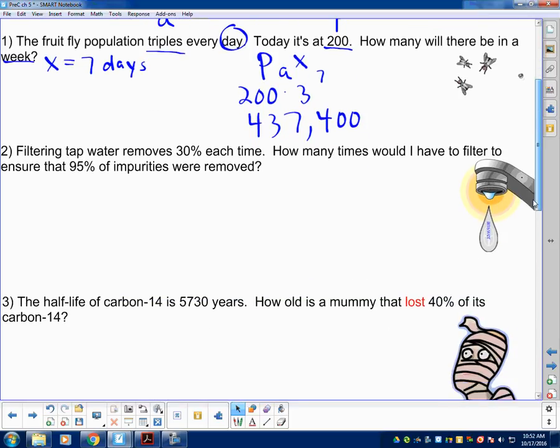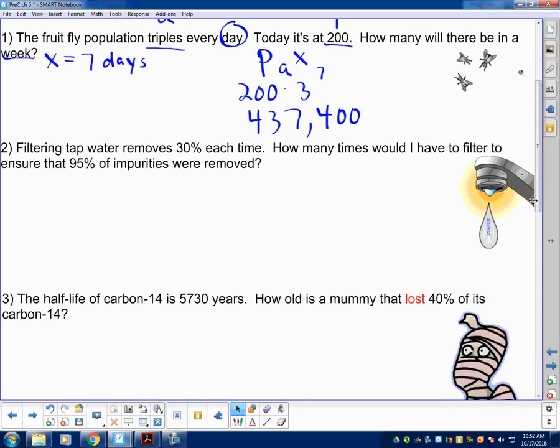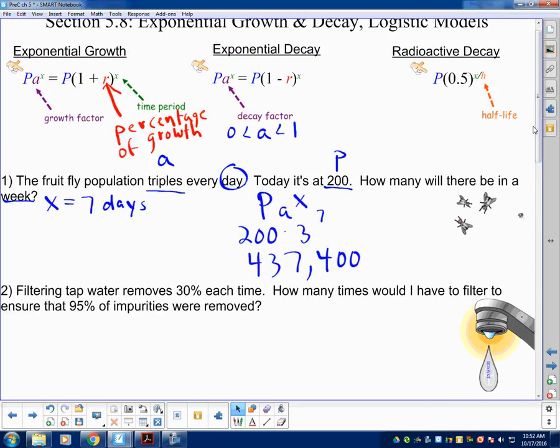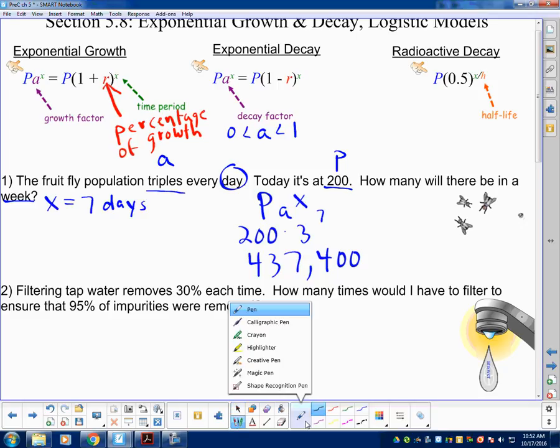Here's another one, number 2. Filtering tap water removes 30% each time. How many times would I have to filter to ensure that 95% of impurities were removed? The fact that I'm removing each time puts me in the category of not growth, but decay. The fact that I'm not given a decay factor, I'm actually given a percentage, tells me to go ahead and use the one that I'm going to highlight here, just because I want to use my highlighter.